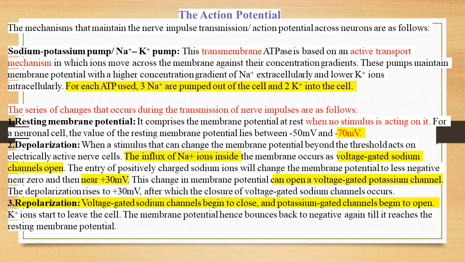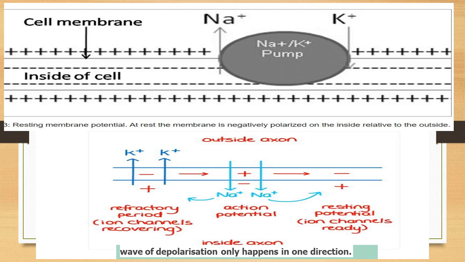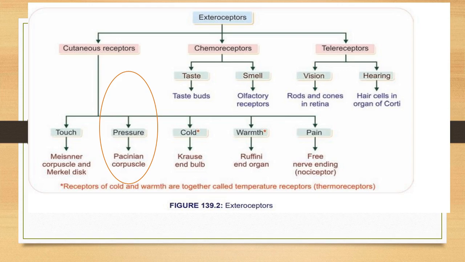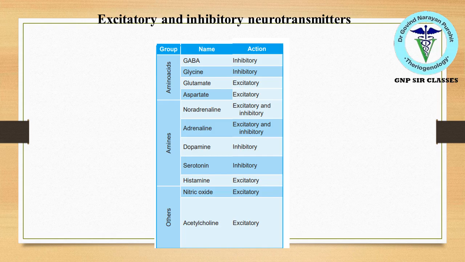The action potential involves the movement of sodium and potassium ions across the cell membrane, generating a nerve impulse. The resting membrane potential is maintained by the Na+/K+ pump, which creates a polarized state essential for action potential generation. Exteroceptors are sensory receptors that respond to external stimuli, including pressure, temperature, and pain. Neurotransmitters can be excitatory or inhibitory, influencing the transmission of nerve impulses in the nervous system.